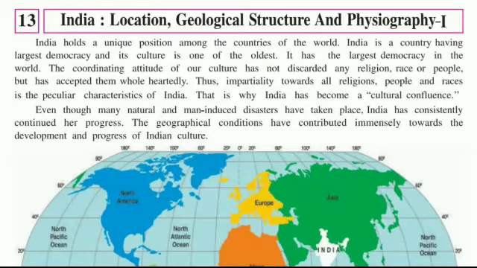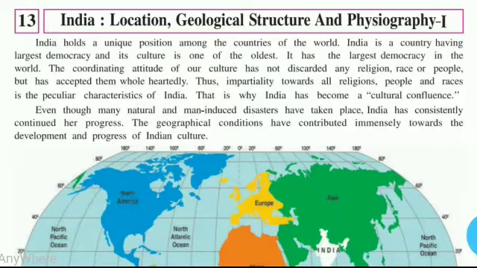So this is your chapter number 13 in front of you. The name of the chapter, as you can see on the screen, is India's Location, Geological Structure and Physiography, Part 1. Students, in this chapter we are going to see the location of India, what kind of altitude structure is generally found in India, and we'll also discuss the various physiography, how India varies from other countries. So without wasting much time, let's get started.